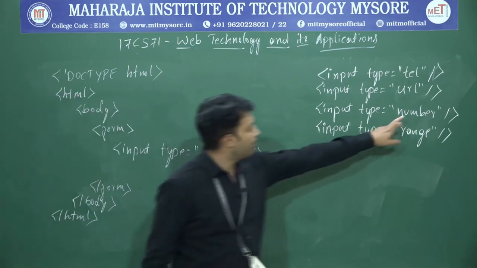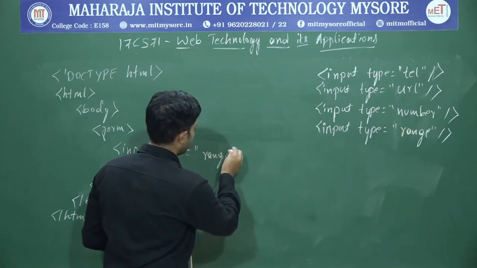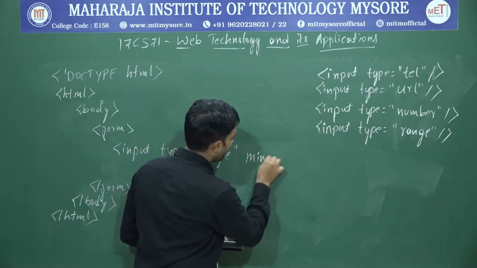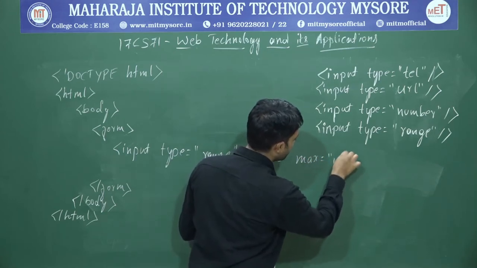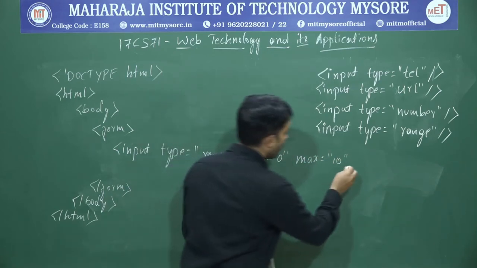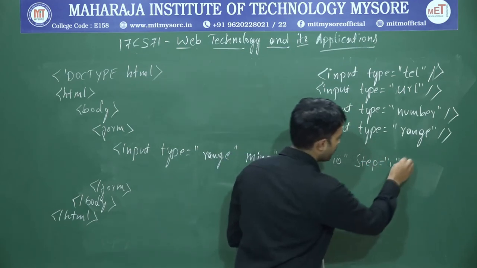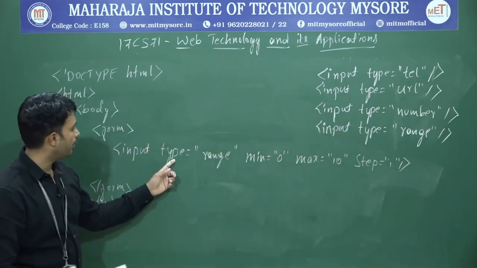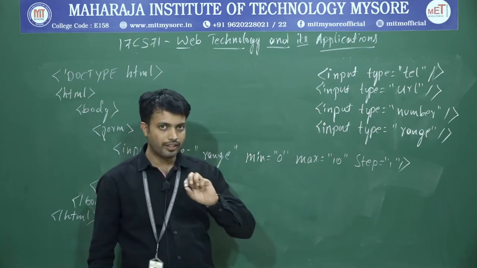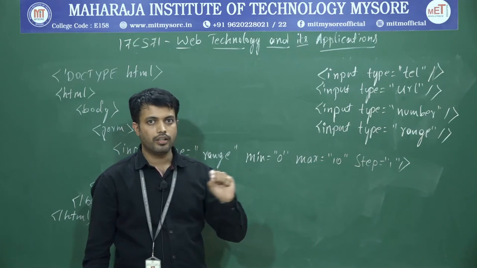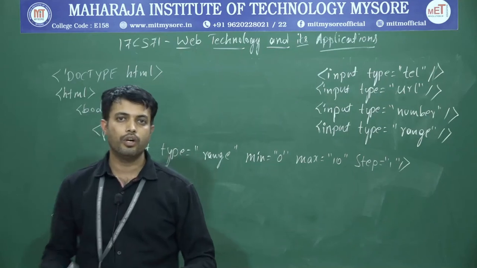For both number and range, we can use minimum equal to 0 and a maximum value. Minimum and maximum value. And also we can write step equal to 1. So now the range is from 0 to 10, and each time you are scrolling that icon, you can notice that the step equals 1. That means each time it is going to count 1.